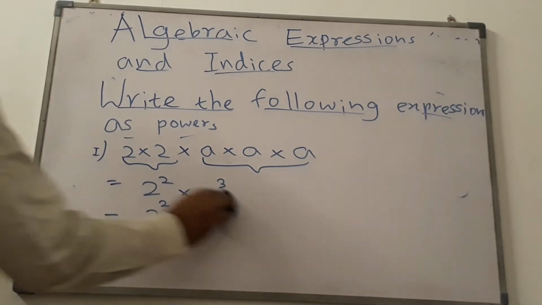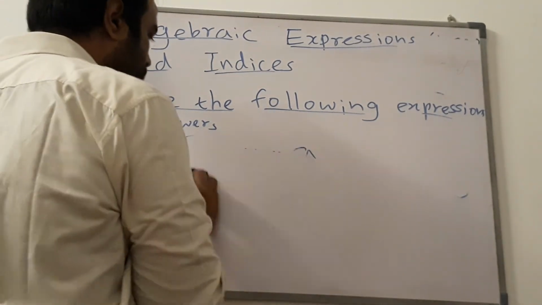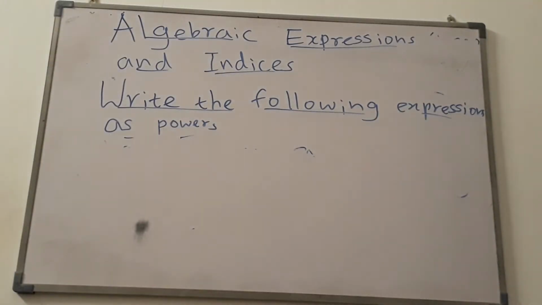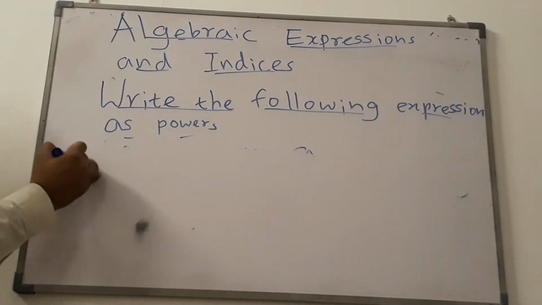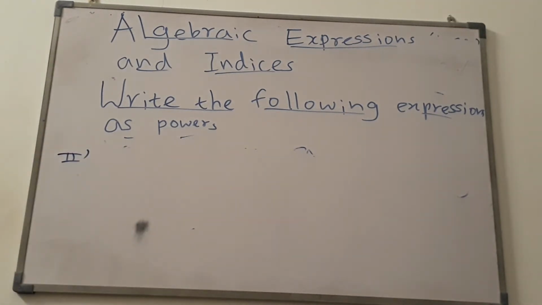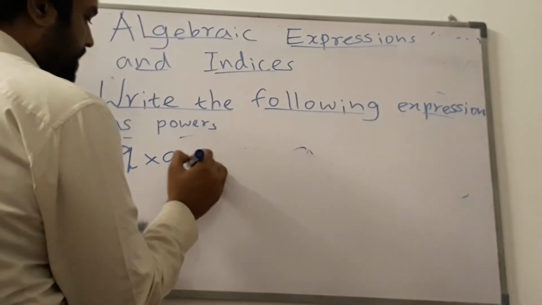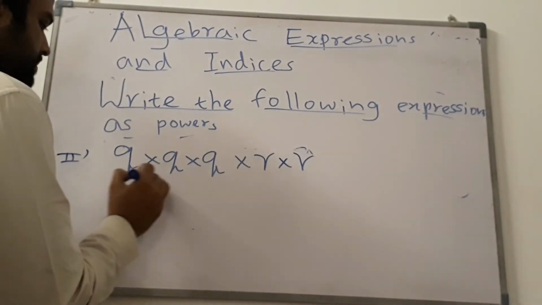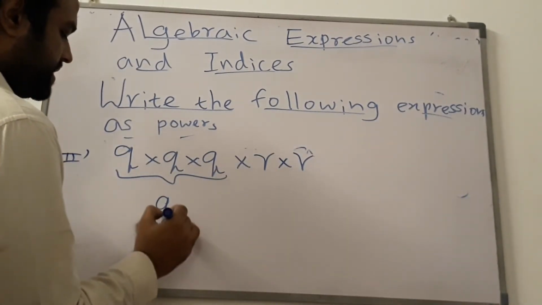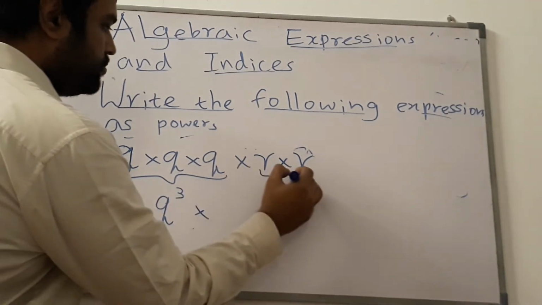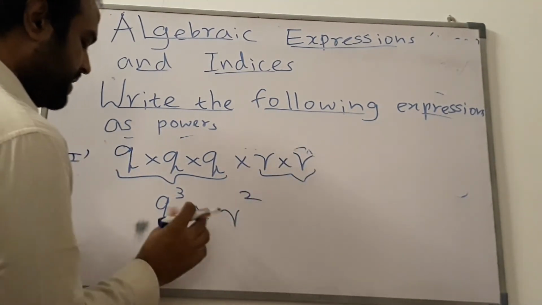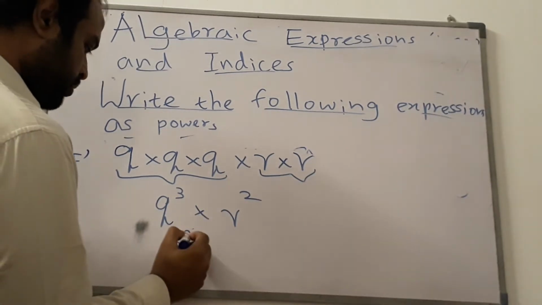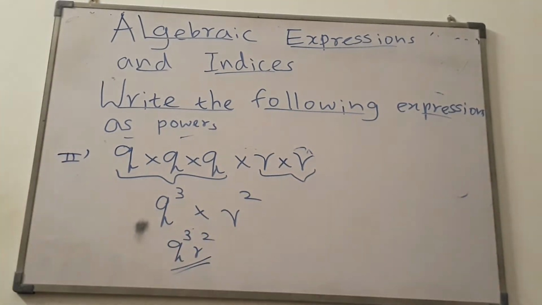Second question: q times q times q times r times r. 3 q's multiplied with each other means q to the power 3, times 2 r's multiplied with each other, r squared. Now we can combine this. Q to the power 3, r to the power 2 is the answer.